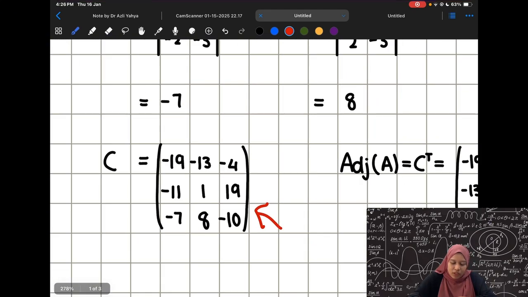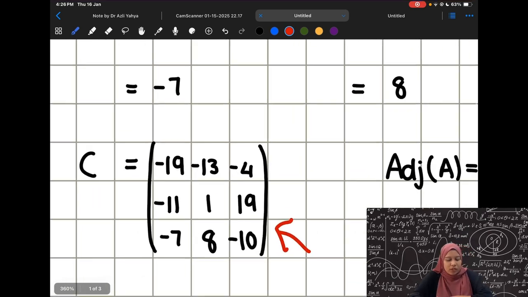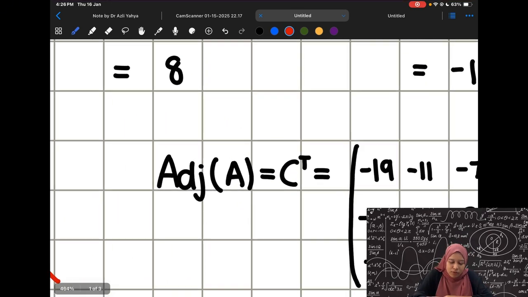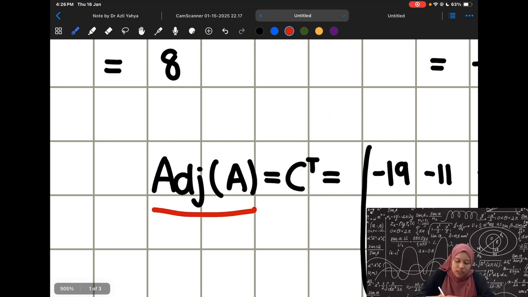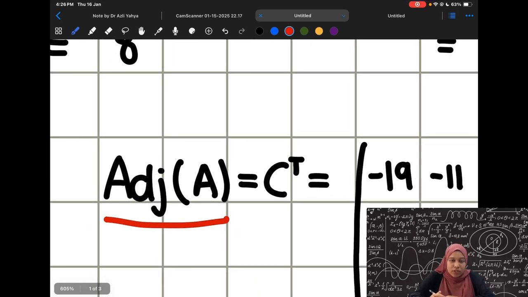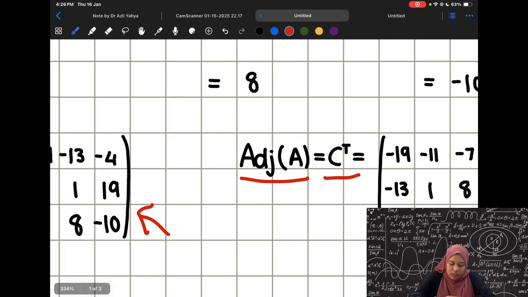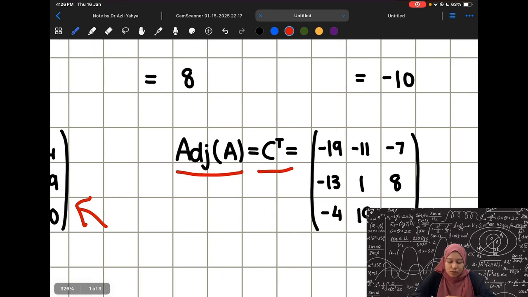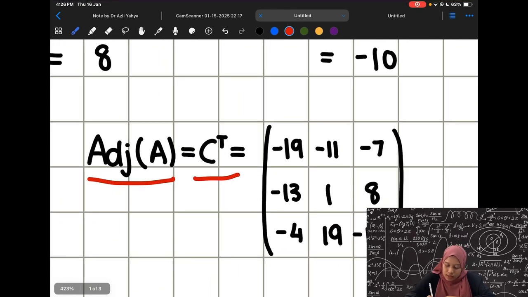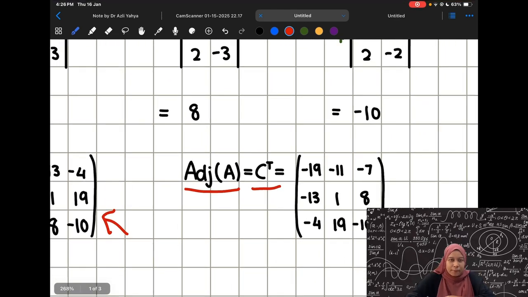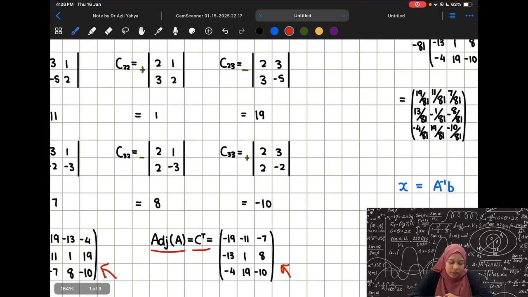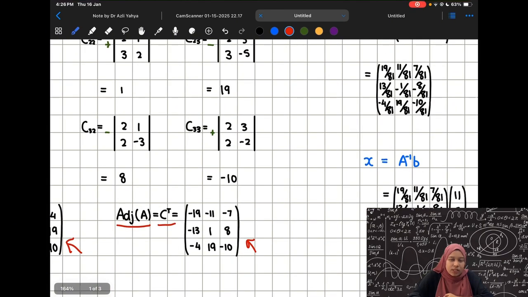Okay, so now we only just get the cofactor. After that, we need to get the adjoint A. Adjoint A is referring to the transpose of cofactor. So we already get the cofactor. You just need to transpose it. We get this adjoint A. Okay. So you already get the determinant and you already get the adjoint A.